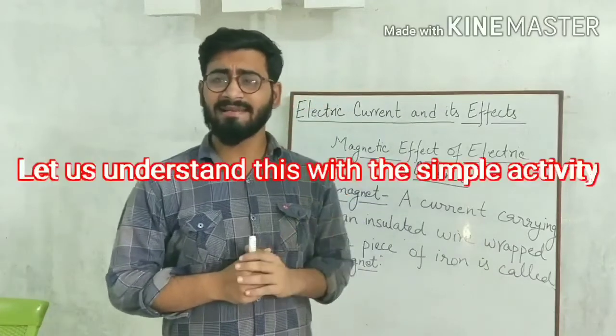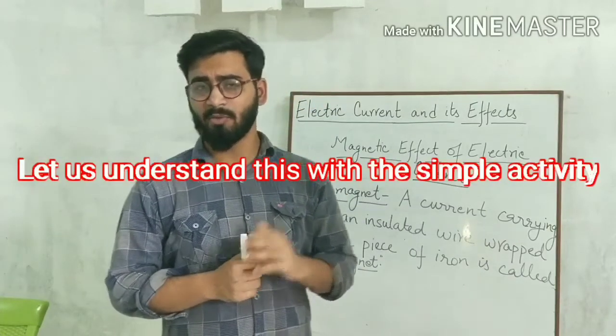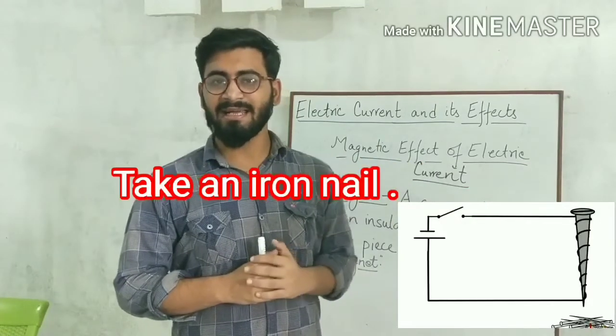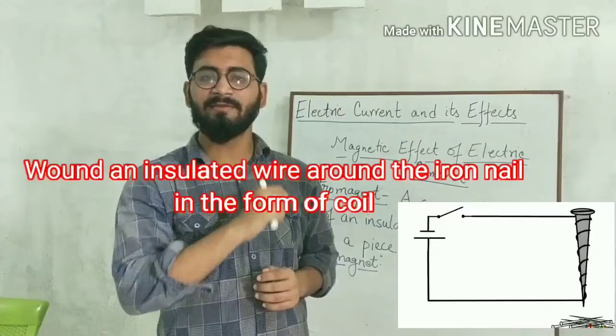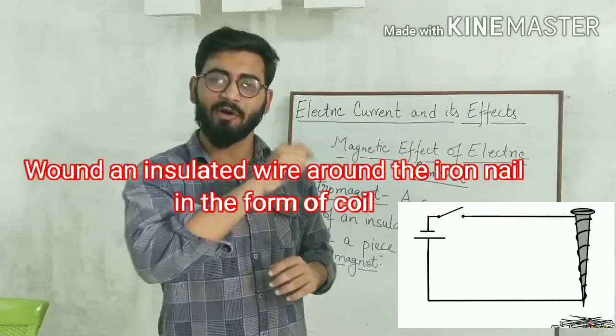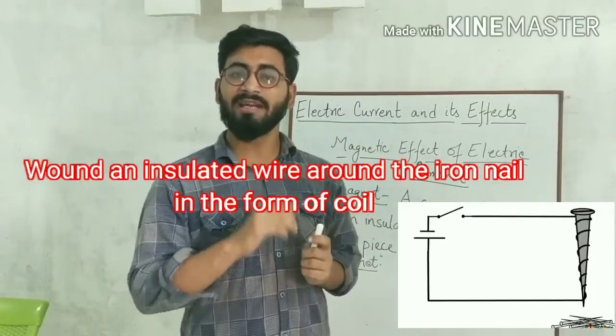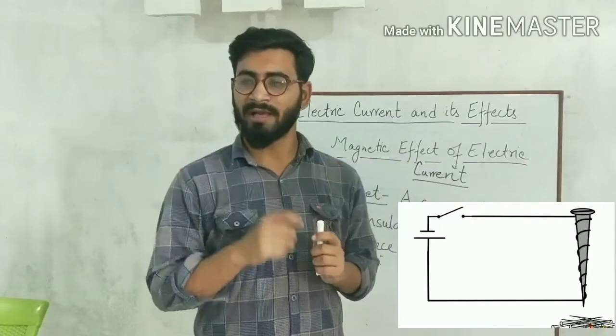We can understand this with the help of a simple activity. What you have to do, you have to take an iron nail and wind an insulated wire around that iron nail in the form of a coil.